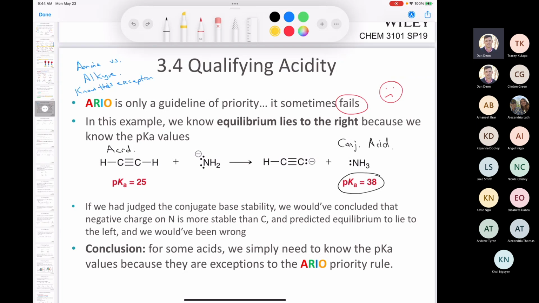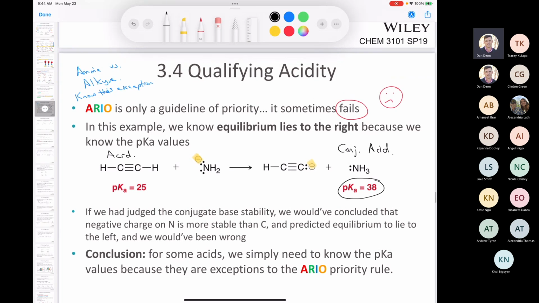However, if you had used ARIO, you would have got the wrong answer. If you had looked at the negative charge on a nitrogen versus a carbon, you would have said, well, nitrogen has an electronegativity of 3.0, whereas carbon has an electronegativity of 2.5. Therefore, the negative charge should be more stable on the nitrogen, and since this is the more stable base, the equilibrium is going to lie to the side of the more stable base. Because the more stable base would come from the stronger acid, but that rationale doesn't work. It fails in this instance.